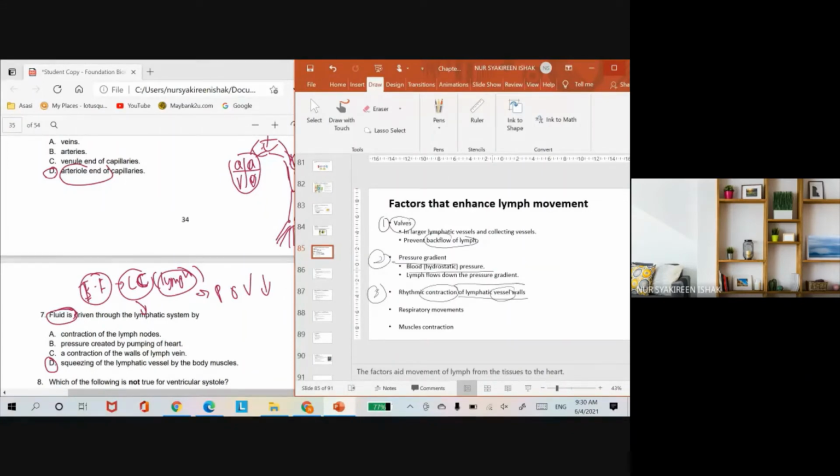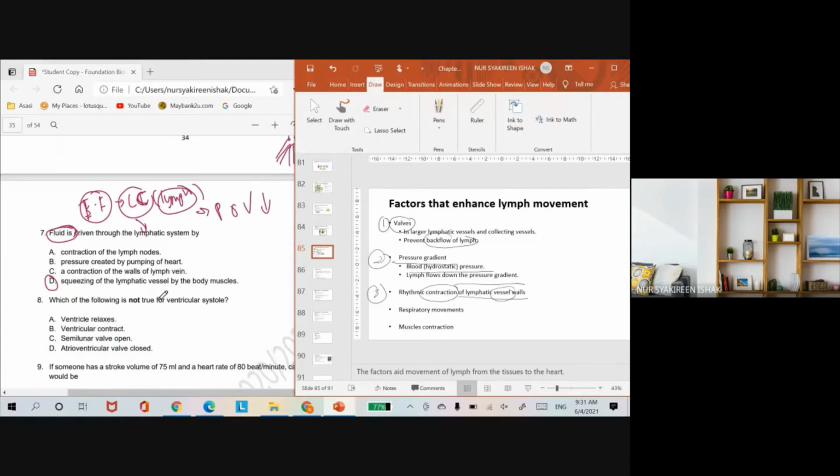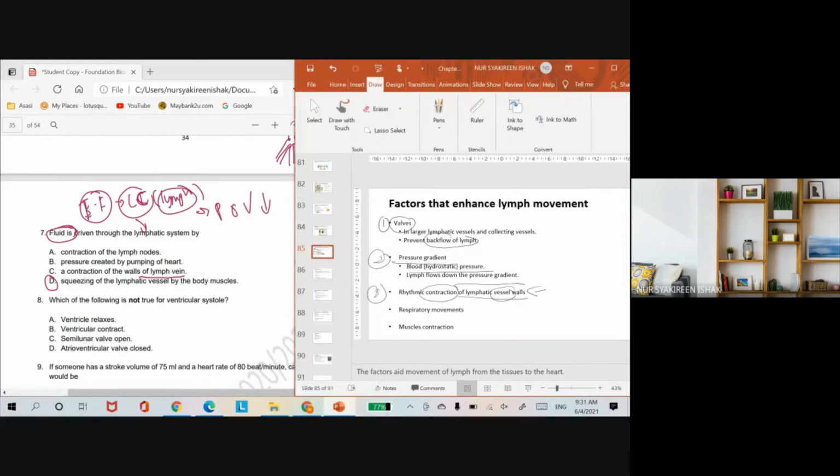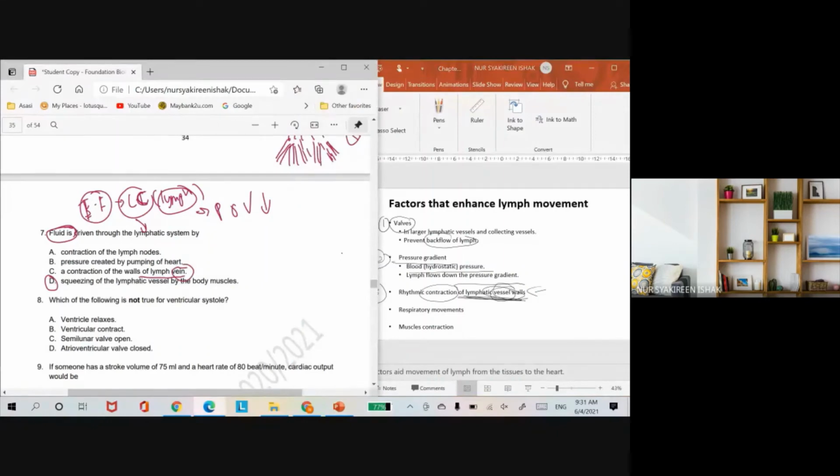Rhythmic contraction. If you look at the choices for your answer here, number 7, look at statement C: a contraction of the wall of the lymph vein. Why is statement C almost the same as statement number 3? But as I've mentioned, the lymphatic system does not have any veins or arteries. It only has lymphatic vessels. So if you read wrongly or are careless, you may answer C. C is wrong, because vein should not be vein, it should be lymphatic vessels.